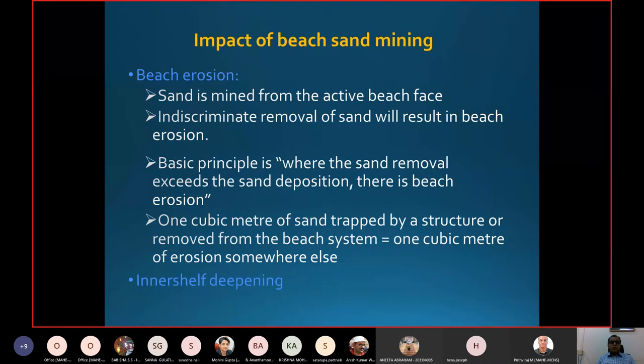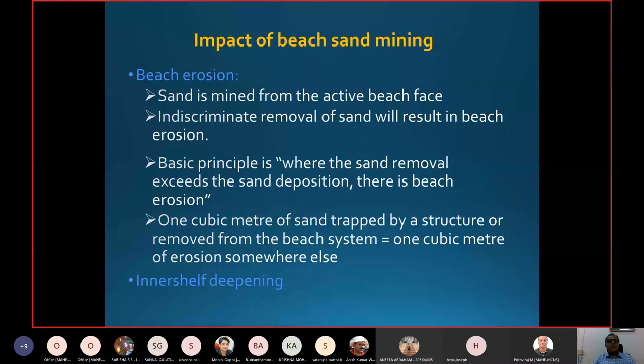See, now I have just mentioned to you the scenario of these minerals on the beach. When you take these minerals for your benefit and for industrial application, what does it cause? It causes severe beach erosion. So normally what they do is scrape the beach face when the material comes onto the beach, and they take it away. So it causes severe beach erosion or coastal erosion.